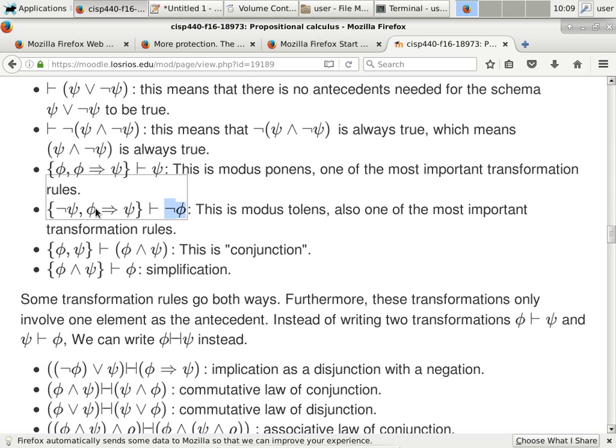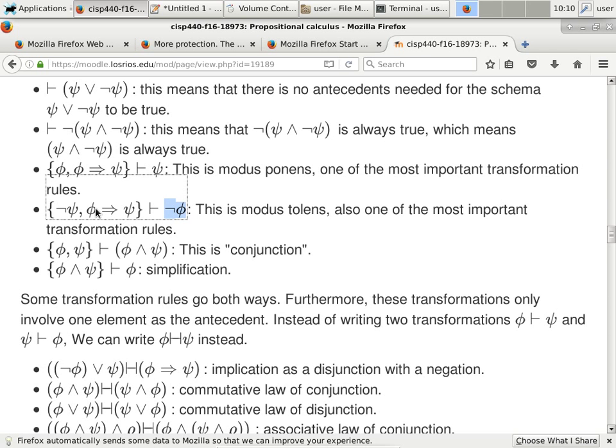It's a transformation rule, okay? But it does, quote unquote, make sense. We'll talk about what makes sense a little bit later. Yep. Is that saying the negation is true or that it exists? It's true. Anything that exists in the system is true.